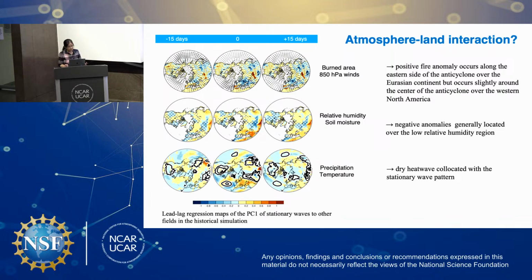And in addition to that, we're also looking into the precipitation and also the temperatures. As you can see here, it has a nice structure of wave number 5, with 6 patterns of precipitation and temperatures. So with all these, I think that it supports our arguments about the impact of stationary wave on wildfire.